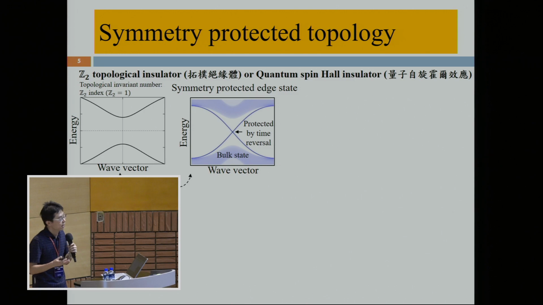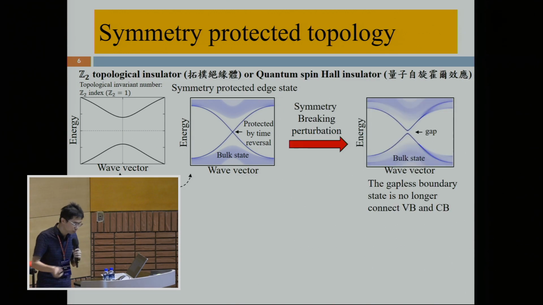However, just like Superman's weakness is kryptonite, if the symmetry condition in this type of topological state is removed, the gapless boundary state will be easily destroyed. So let's see this example.